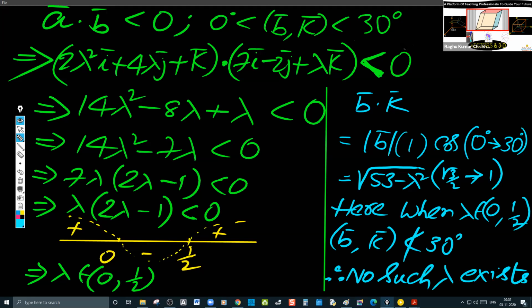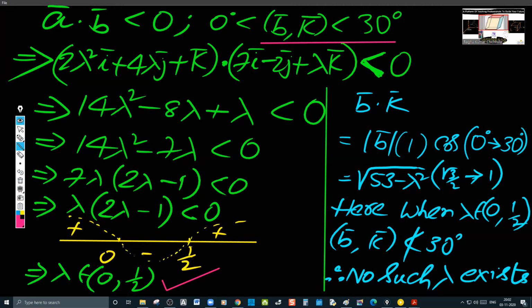See, because I did not observe this 30 degrees in the beginning. We wrote it. If this condition is not given, then your answer is right here. But because that condition is given, this lambda value lying between 0 and 1 by 2 will not be satisfying this. Okay. That is the reason why no such lambda exists. Clear? Kaushik, yes, not responding. Sir, I'm there, sir. Understand that? Yes, sir.